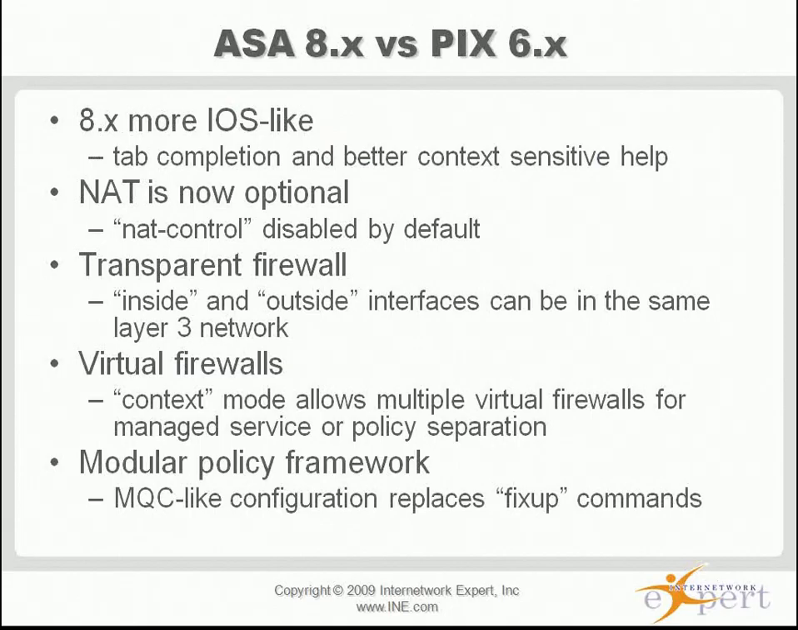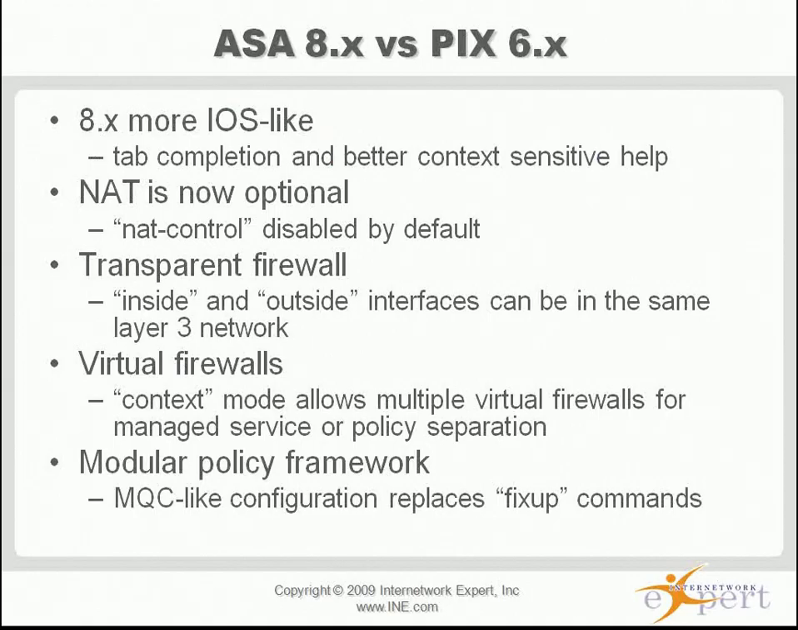Comparing to older versions, for those of you that have worked with the PIX versions, the PIX 6.x and older versions generally seem to be a little bit awkward for some people to work with. The newer version is more IOS-like, with some other NAT options, a different firewall transparent option, and virtual firewalls, getting into contexts. We'll get into each of these in a little bit more detail later. Those features just were not available for those of you that were familiar with the earlier versions.